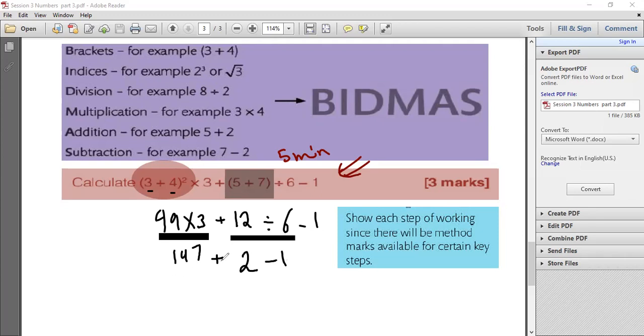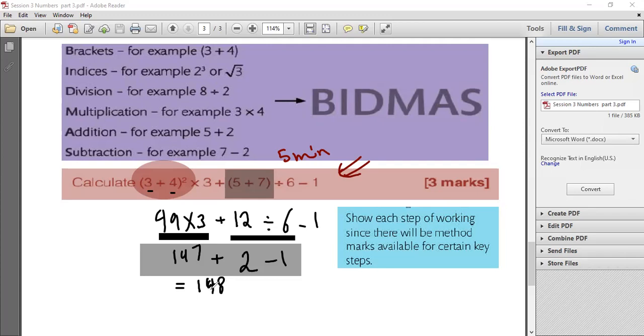And now 147 plus 2 minus 1 equals what? Ahmed? 148. 148. 148. So Laila, you checked your work?